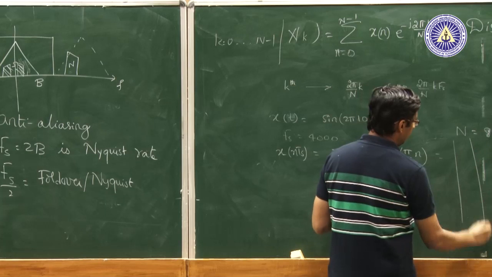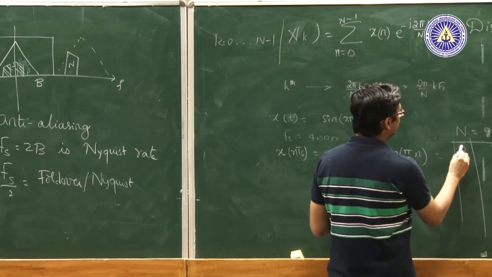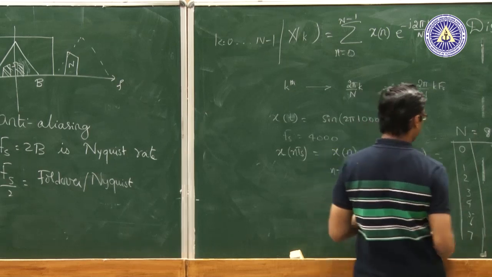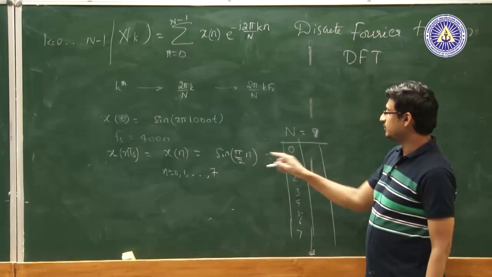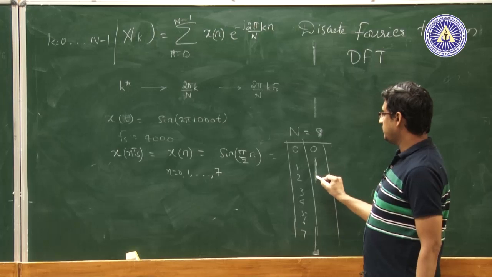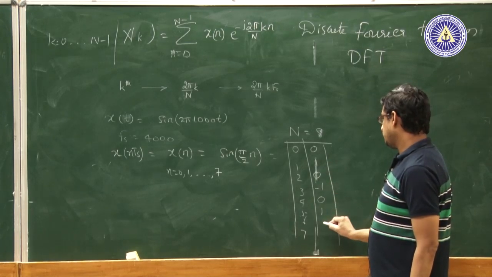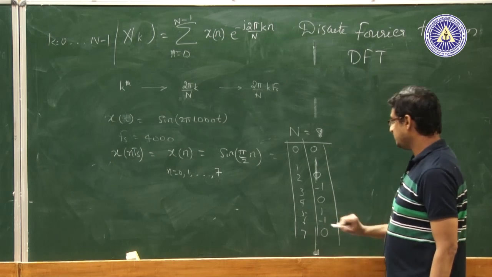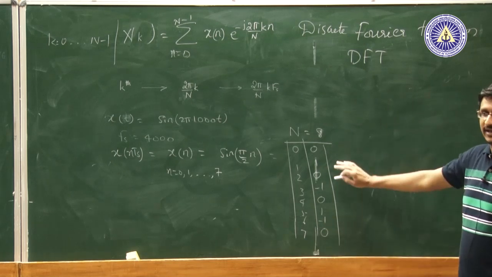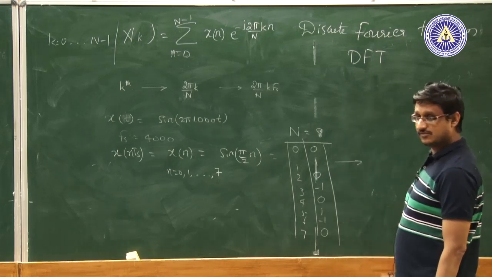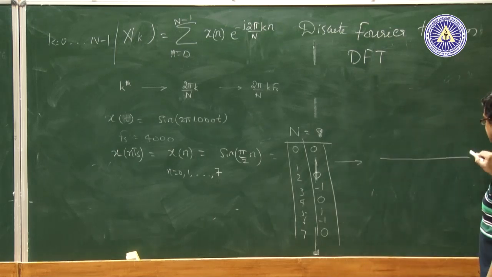I am going to draw this in the form of a table. n equals 0, 1, 2, 3, 4, 5, 6, 7. What are the corresponding values that I have? n equal to 0 will be 0, 1, 0, minus 1, 0, 1, 0, minus 1. Right? These are the 8 values that I am going to generate. Okay. I can now apply the DFT onto this and then plot the DFT.